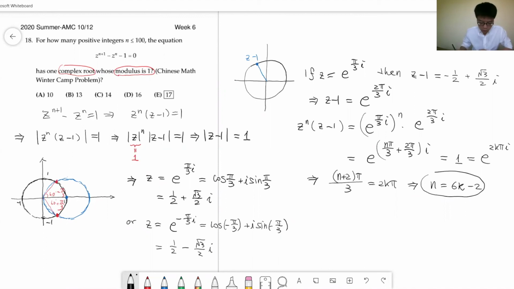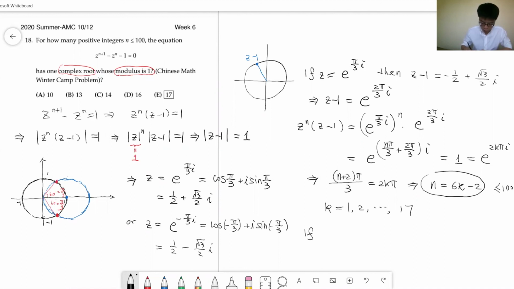Right, now we have that n is from 1 to 100. k can be 1 up to 17. If k is 17, n is just 100. So we have 17 choices. But now we still need to discuss the other case.